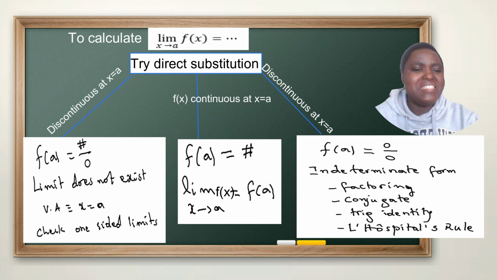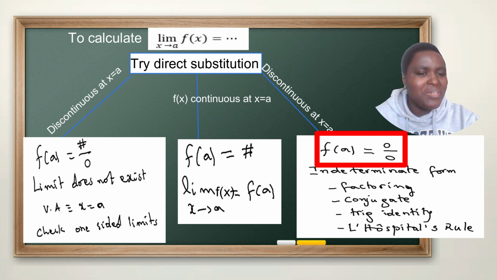The other case is when we evaluate the value of our function at a and we get 0 over 0. In this case, we have an indeterminate form. When we have an indeterminate form, there are a number of tricks that can be used. One of them is factoring our expression, or using the conjugate of that expression, or using a trigonometric identity if you have a trigonometric expression, or you can use the hospital rule.